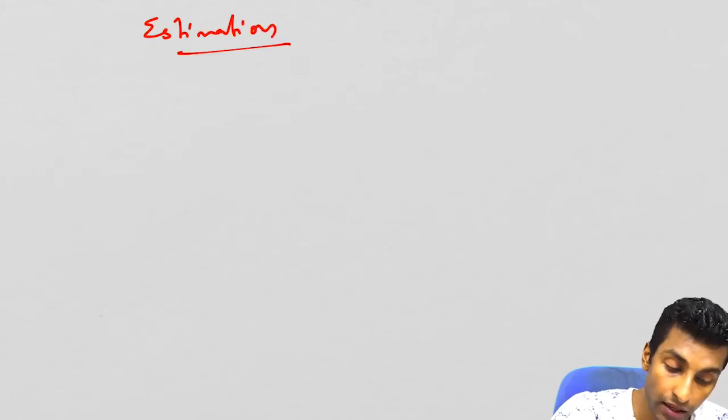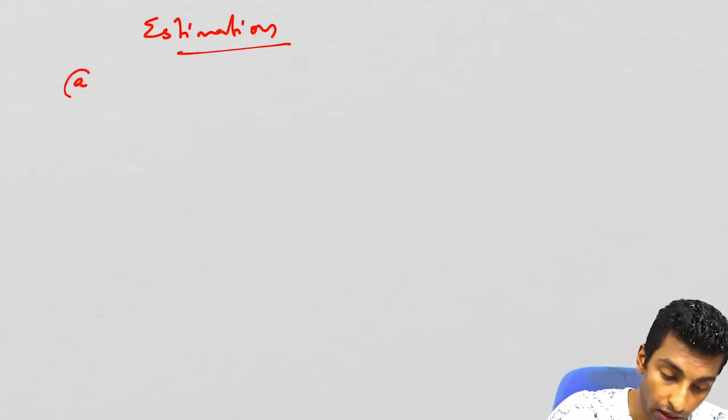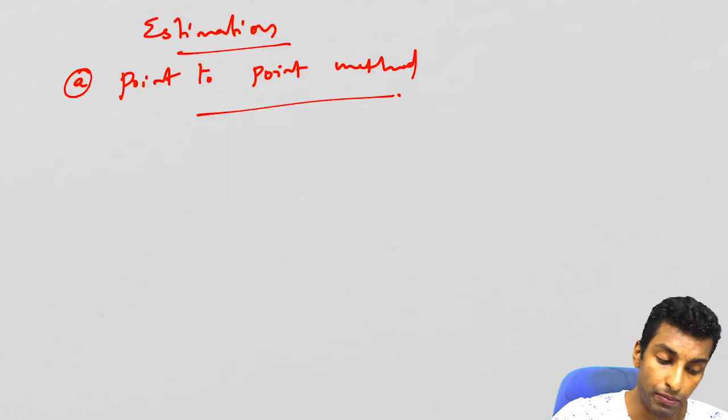Okay, now how is the estimation done? I'll tell you how it is calculated. Estimation. There are different methods. First one, the point to point method. See, the formula is actually very simple.